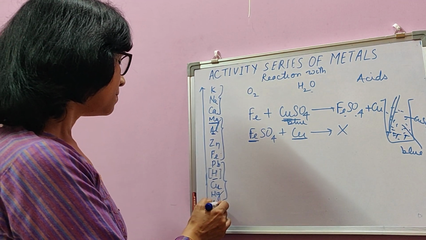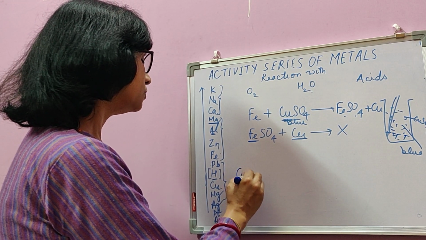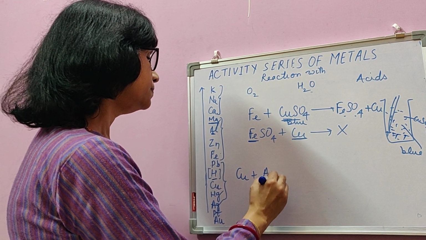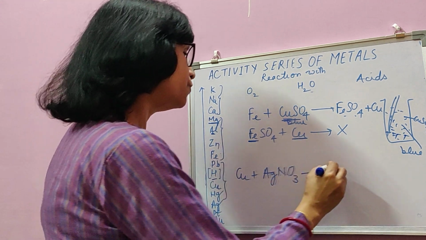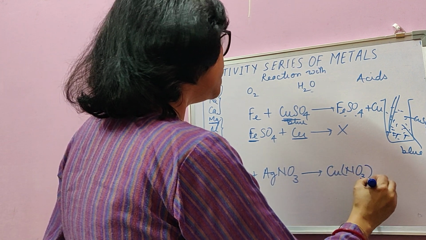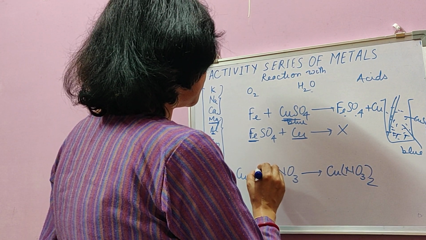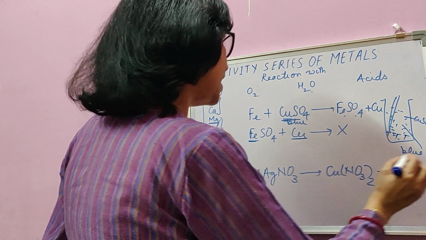Similarly, in comparison to silver, copper is more active, so copper can displace silver from silver nitrate to form copper nitrate, and silver will get displaced.